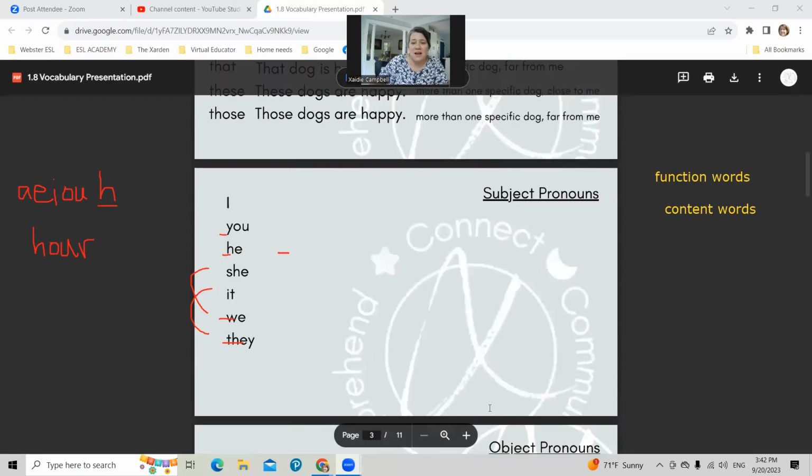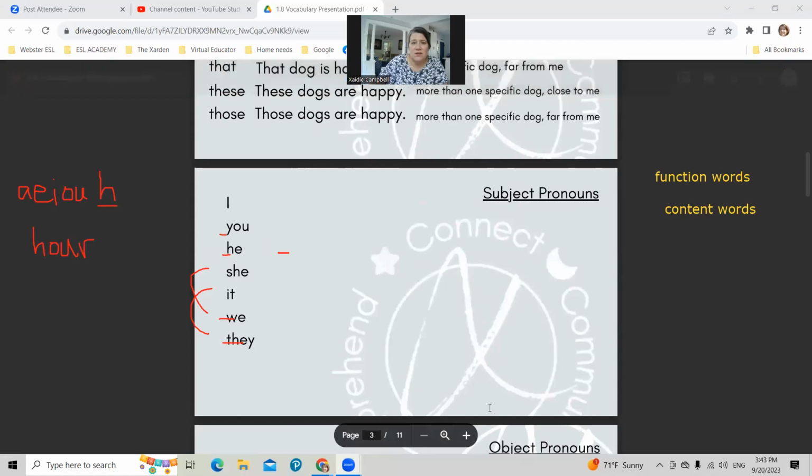Now let's talk about subject pronouns. Let me erase my. Okay. Subject pronouns are I, you, he, she, it, we, they. 7 more words that are most used in English.